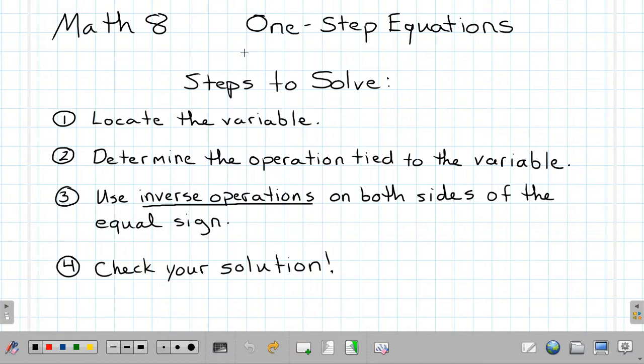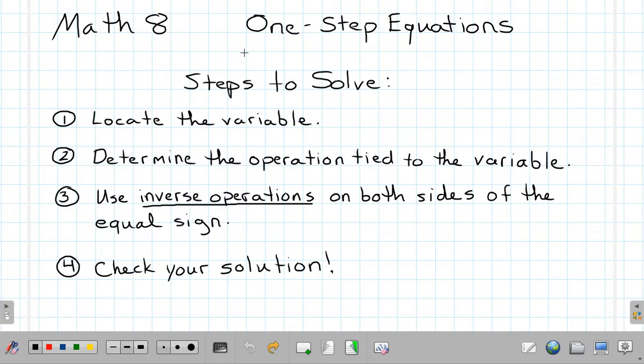Okay, so big thing here is, let's look at the steps to solve. It's kind of misleading here. It says one-step equations, but you see 4 steps to solve here, okay? But the one step, as we'll see in some of the examples, is referring to how many operations we have to do in order to solve the equation, okay?